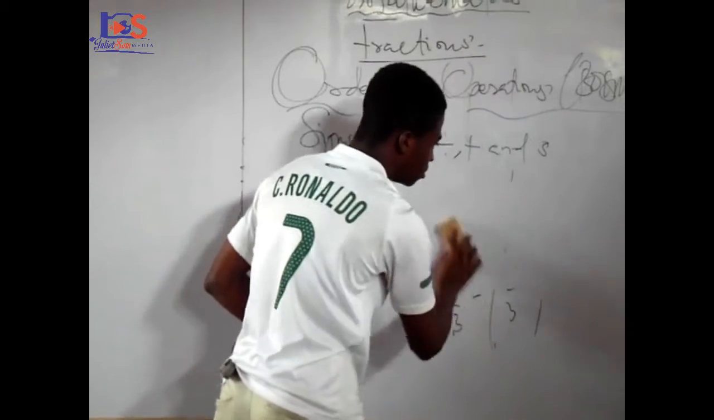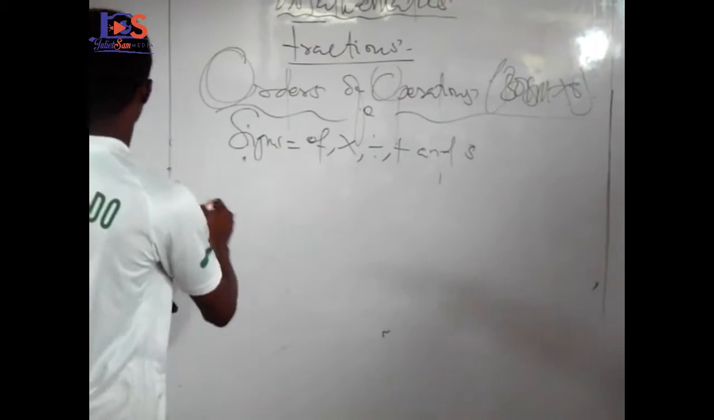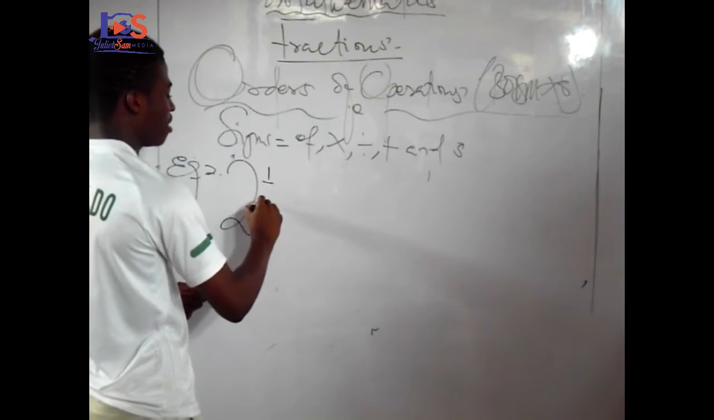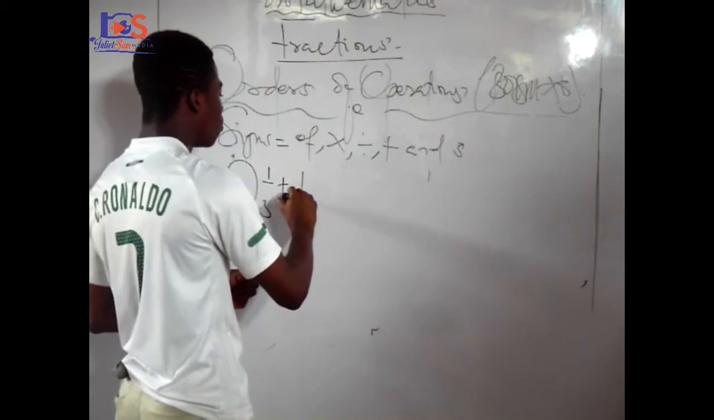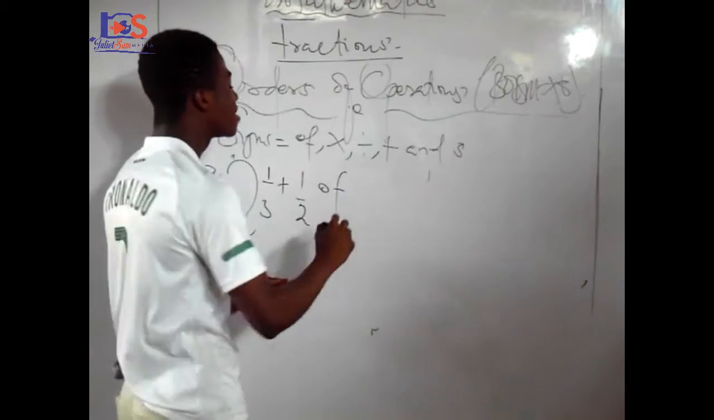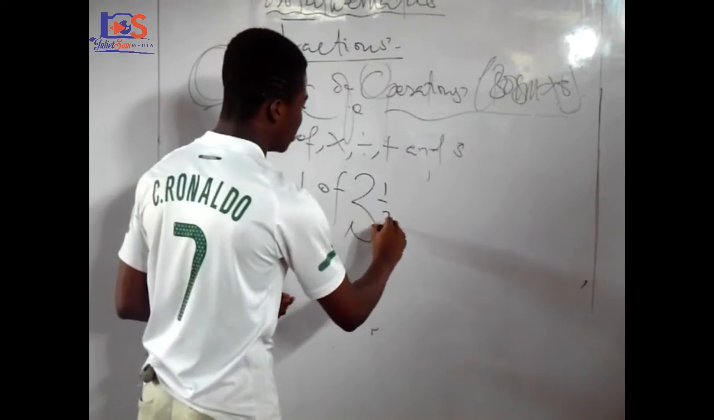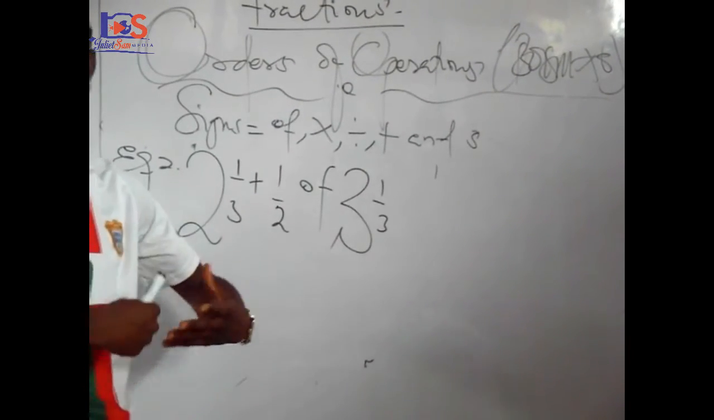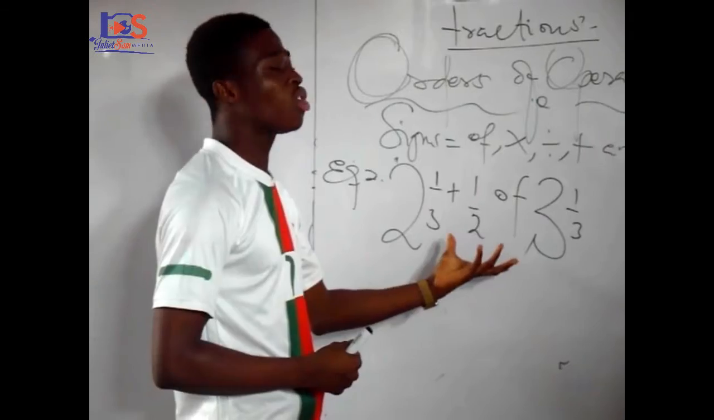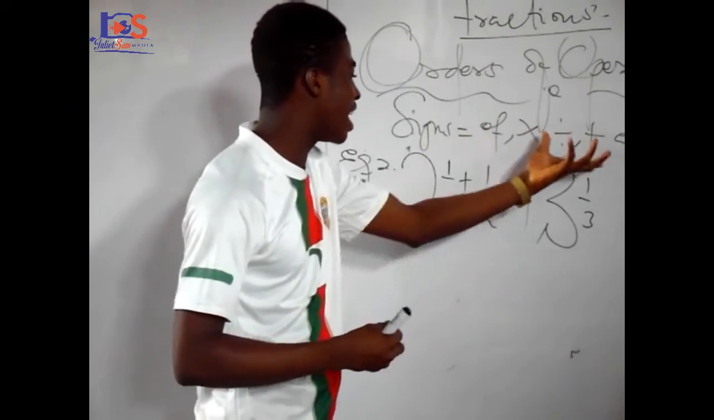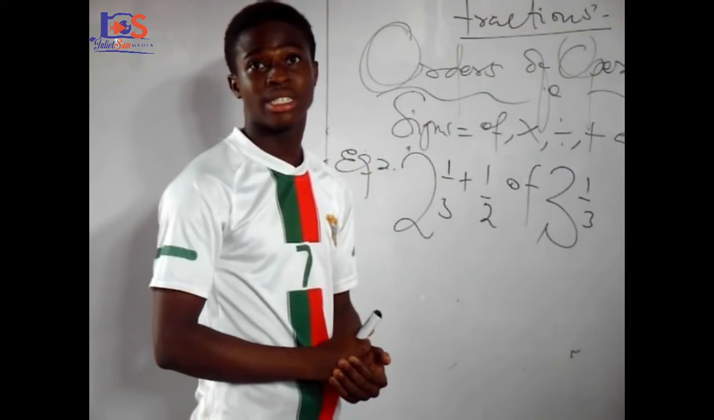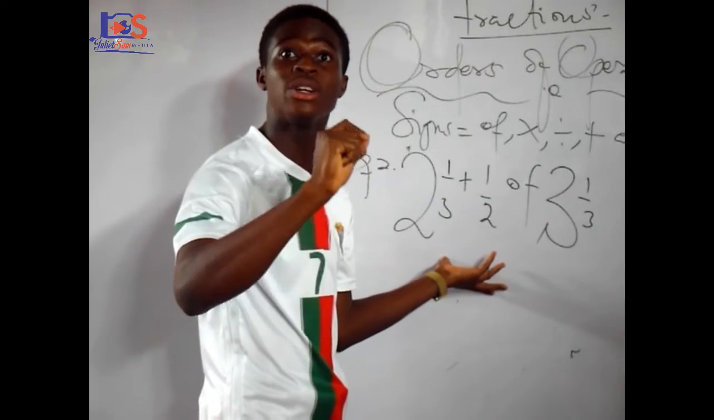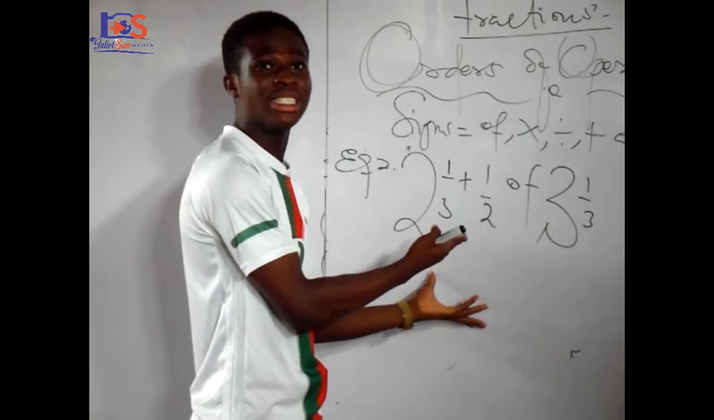Our next example, which is example 2. For example 2, we have 2 whole number 1/3 plus 1/2 of 3 whole number 1/3. This is our second example, and we are still dealing with our steps. You can't solve any fraction involved in these signs without the BODMAS steps. With this, the first step said, if you have any bracket in it, deal with it. But as you can see, with this question, there is no bracket.